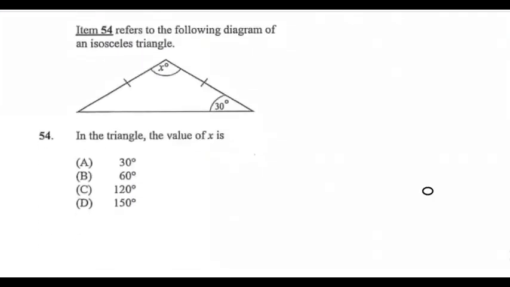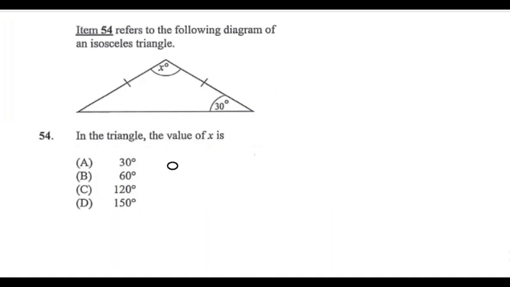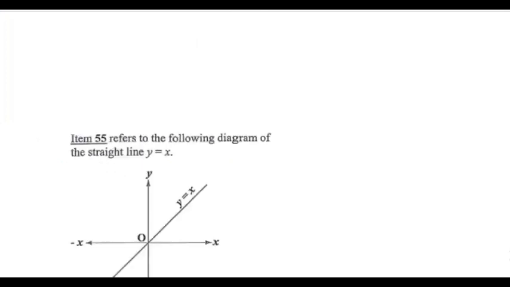So 54 refers to the diagram of an isosceles triangle, which means that two angles within this triangle are equal. So 54 in the triangle, the value of x is, so the two angles that are equal are these two angles. So therefore if this is 30, we also know that this angle right here is 30, and therefore from this triangle already we have a total angle of 60 degrees. And remember, angles within a triangle adds up to 180 degrees. So therefore all we need to do is 180 minus the angles that you already know of 60 degrees, and therefore the answer is 120. So it is 120 plus 30 and you will get 180 degrees. So our answer for 54 is C.